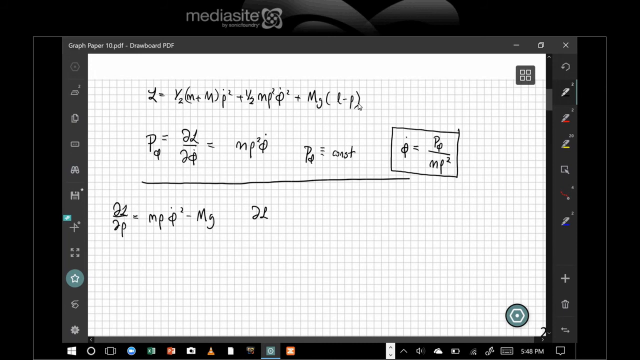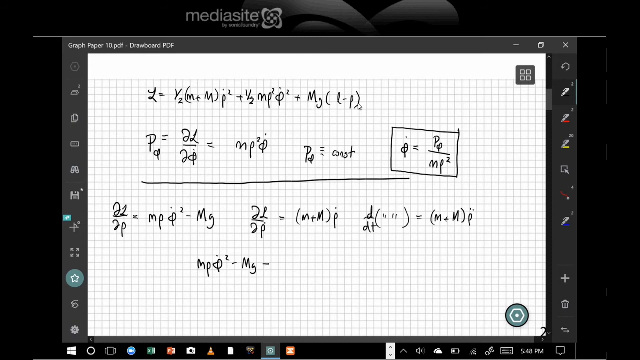Then I'm going to take partial L with respect to rho dot. Well, there's only rho dot one place. That's going to be little m plus big M times rho dot. And then I'm going to take the full time derivative of that thing, and that is going to be equal to m plus big M times rho double dot. So we put all that in the Lagrange equation. I get m rho phi dot squared minus big M g. So that's this term here.